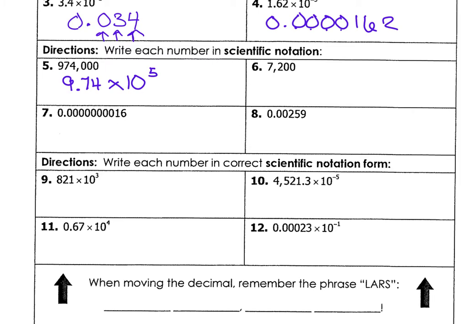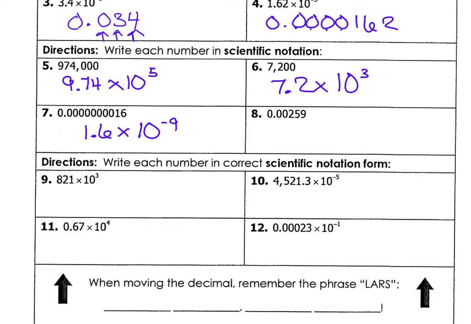That would be 7.2 times 10 to the second. 3rd. 10 to the 3rd. Good. Number 7, McKenna. Negative 9th. Yeah. Perfect. And then Destiny, number 8.